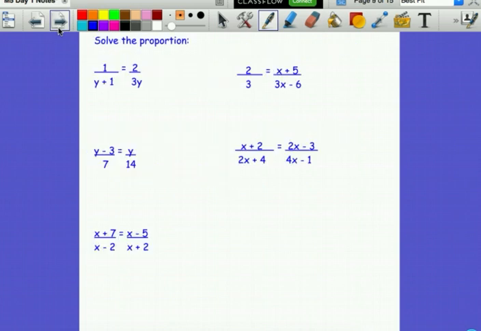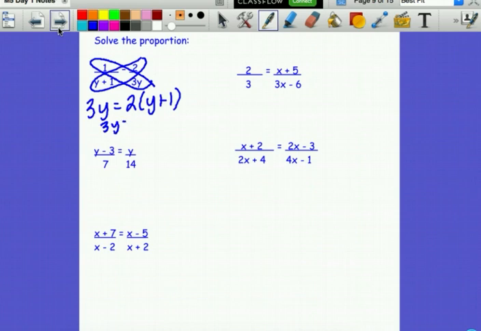So we're going to do a couple of these together, and I'm going to have you do a couple on your own. So with solving a proportion, we're going to cross multiply. Starting with the first example, we have 1 times 3y, that's 3y, and 2 times y plus 1. Notice there I did protect that binomial or that two-term denominator with parentheses. So I have 3y equals 2y plus 2. Once I distribute that, that means y is 2.